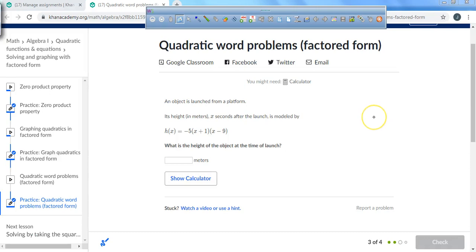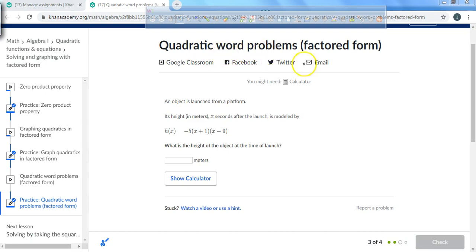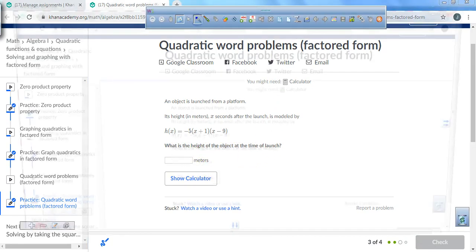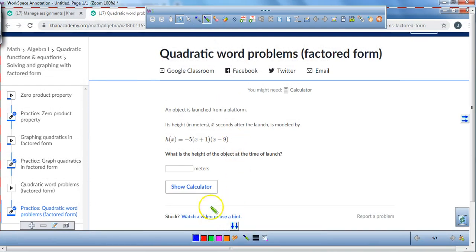Good day, everybody. Today what we're going to be looking at is how to interpret quadratic word problems when they are in factored form. We have a problem here where an object is launched from a platform, and it's given by this function right here. And the question says, what is the height of the object at the time of launch?